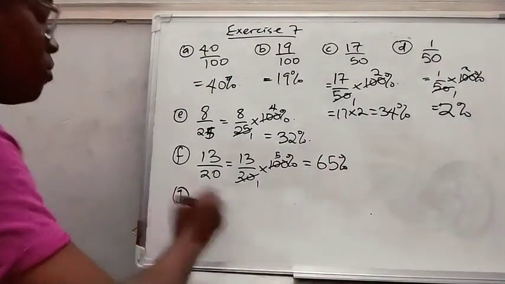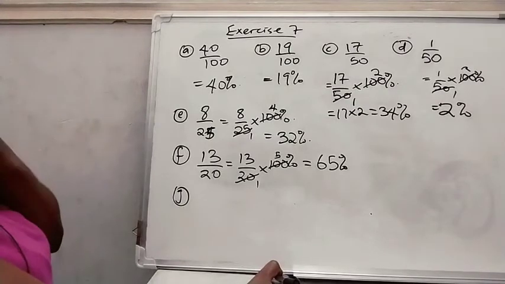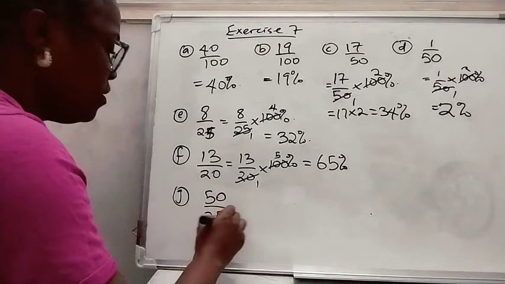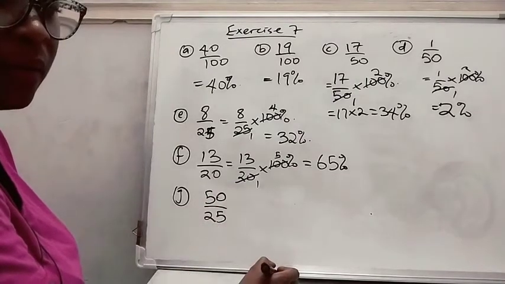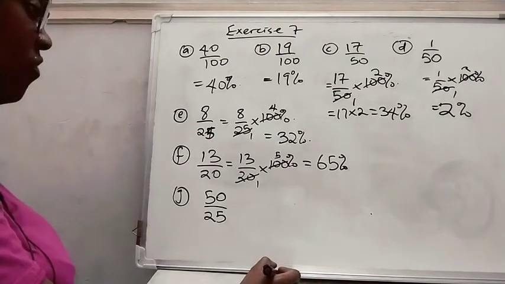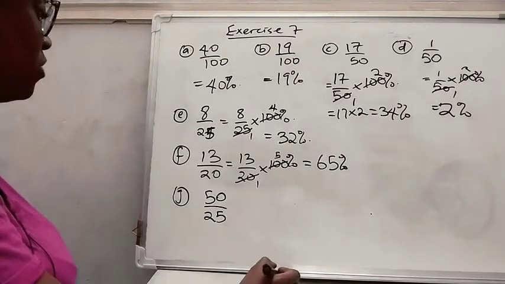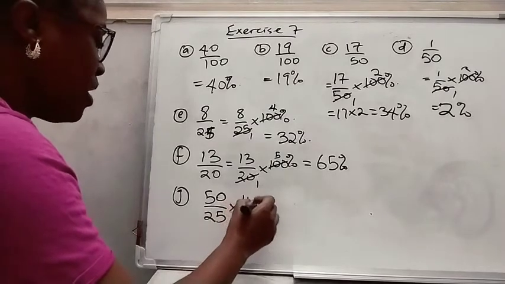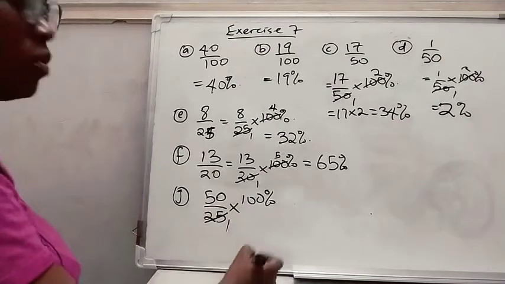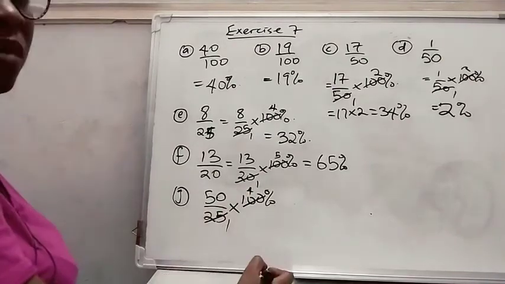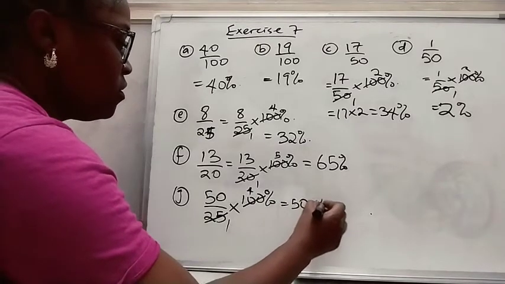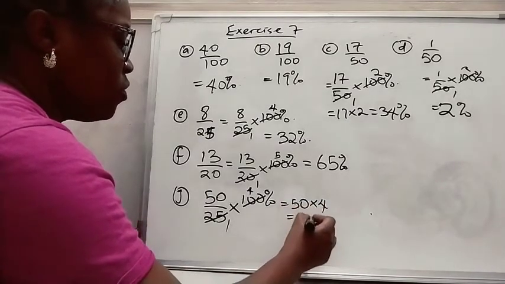Then we have the G problem, which is 50 over 25. This is an improper fraction. Okay? So how do we convert it? We'll multiply by 100%. 25 goes here 1, 25 goes here 4 times. So 50 times 4% gives us what? 200%.